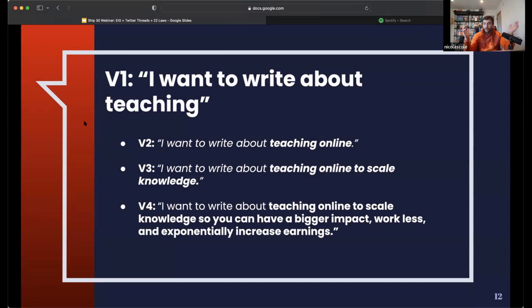So you go, I want to write about teaching. Okay, well, think about all the things that go into teaching. You have the subject itself, you have how to interact with students, you have how to measure success, right? What grade level? These are all different variables. And so if you just say, I want to write about teaching, you're not being specific, which means the reader doesn't know what they're going to get from you. And if the reader doesn't know what they're going to get from you, they go, I don't know.